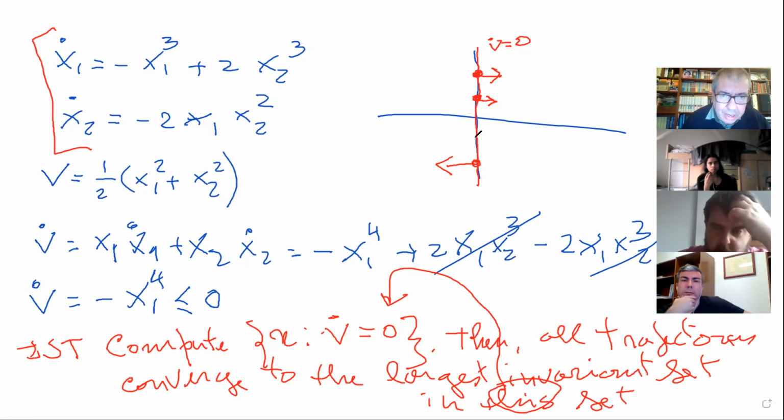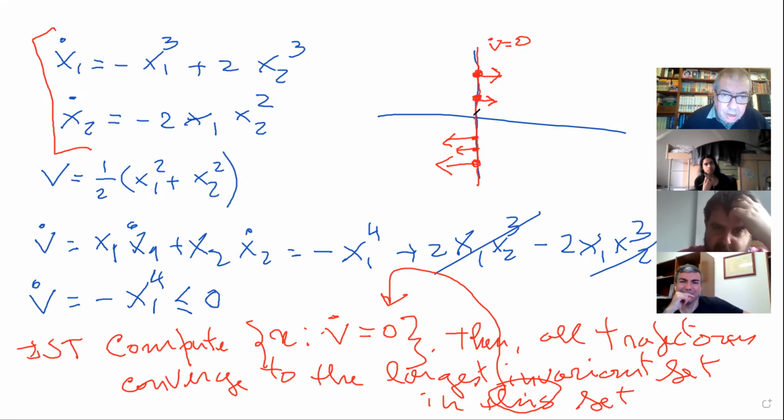I mean, if you are here, where do you go? To the left. If you are here, where do you go? To the left. So there is no invariant set. Is that right? Are we forgetting something? Unless x2 is 0, too. The origin, the point 0, 0.